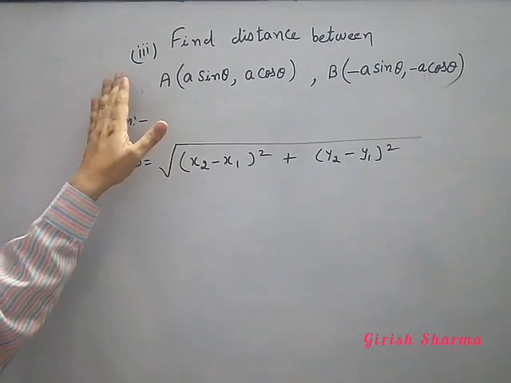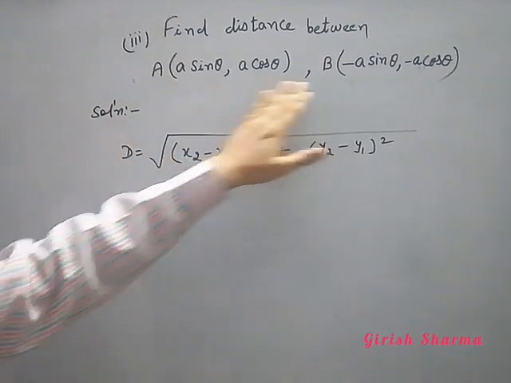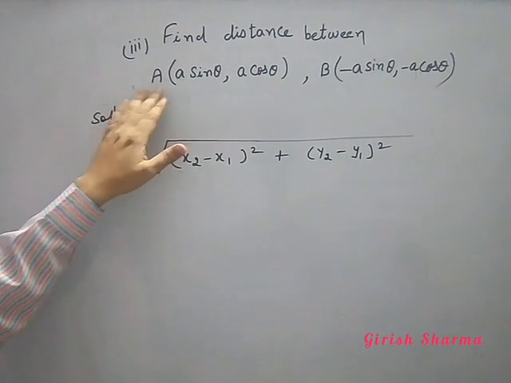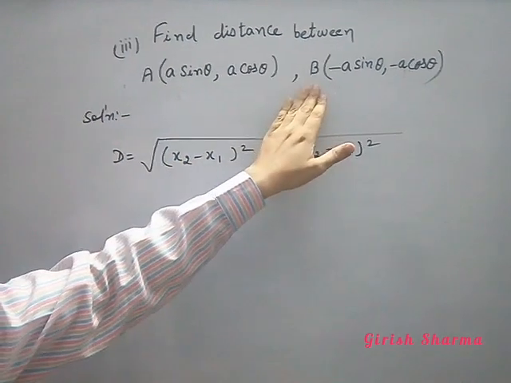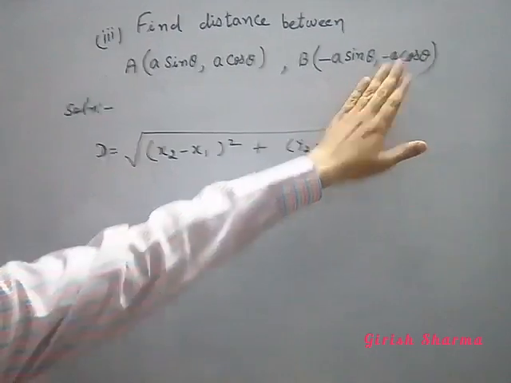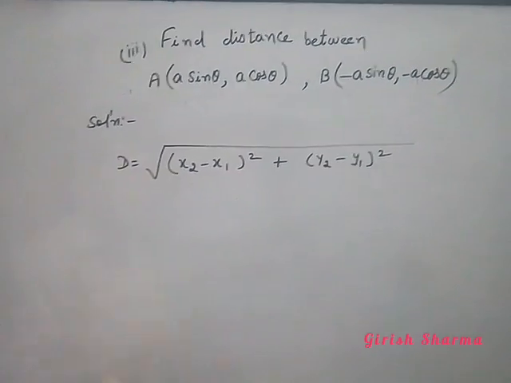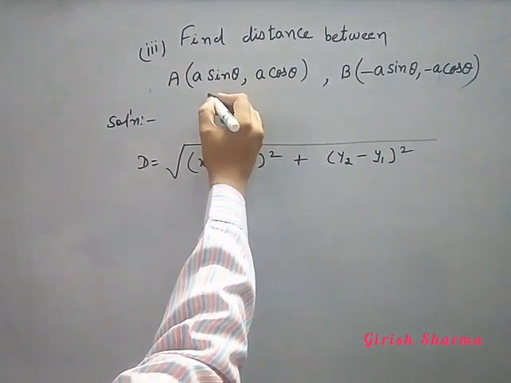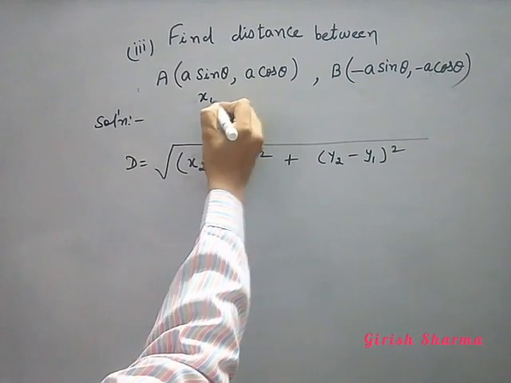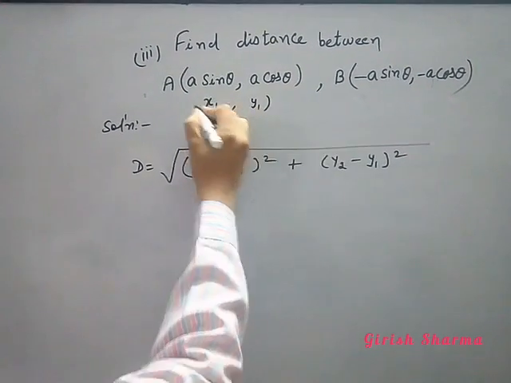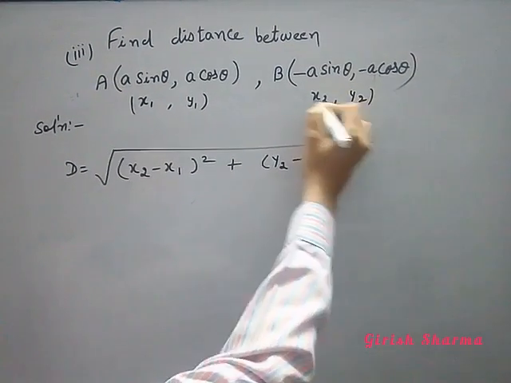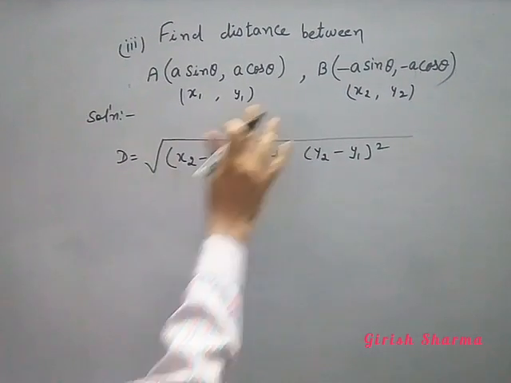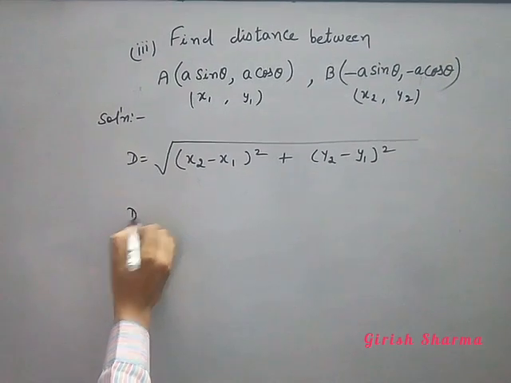If we have been given points like this and you have to find the distance between them. Okay, points are given. Point A is given as a sin theta, a cos theta, and point B is given as minus a sin theta and minus a cos theta. Just think of them like points only. Okay, then what will this be? This is your x1, this is your y1, this is your x2, this is your y2.